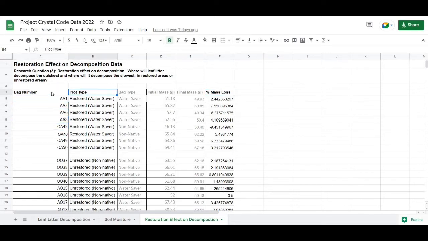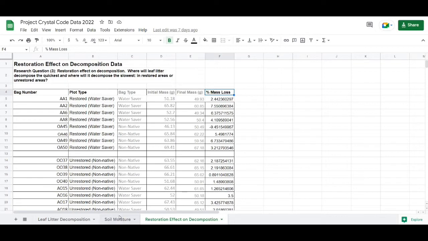Plot type is seen again, but this time it is divided between restored, which is our water saver plots, and unrestored, which is our non-native plots. Bag type again is differentiated between water saver and non-native. We also see percent mass loss.